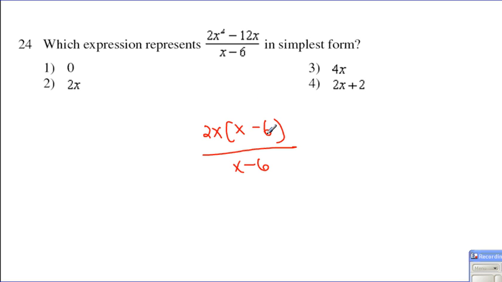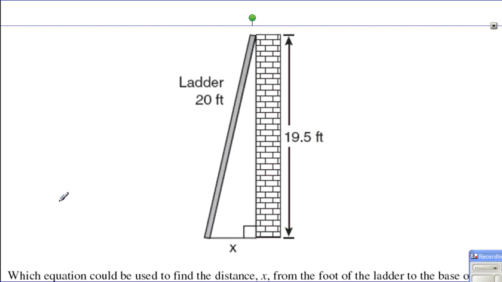So therefore, as you can see, x minus 6 was common in both numerator and the denominator, so as we cancel them, the only thing that's left was 2x.